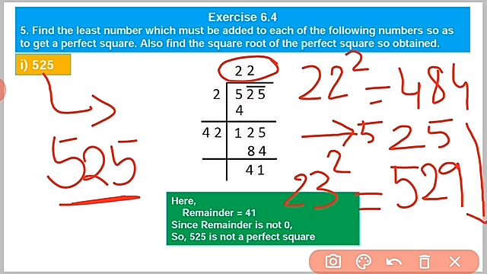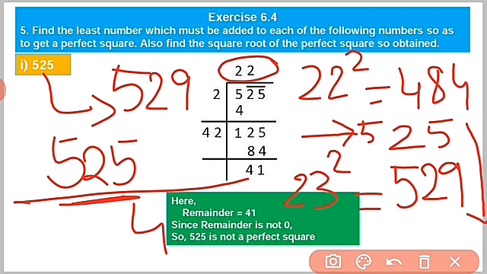The square number just after 22 squared is 23 squared. So what we will do is subtract 525 from 529. On subtracting 525 from 529 we get 4. So 4 is the least number that must be added to 525 to get a perfect square, that is 529.